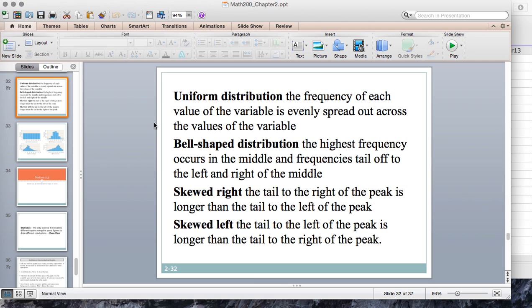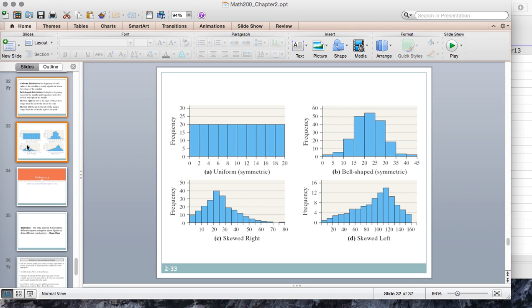And then you have a skewed right distribution and a skewed left distribution. And I want to look at the pictures for those to show you what they actually look like. This first one right here is a uniform distribution. It's symmetric because if you think about cutting this in half, it looks the same on the left as it does on the right, but it's flat all the way across. So that's something that's uniform.